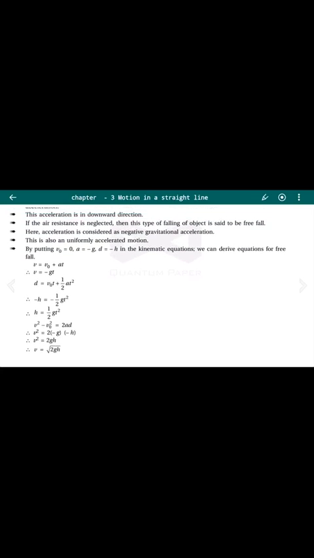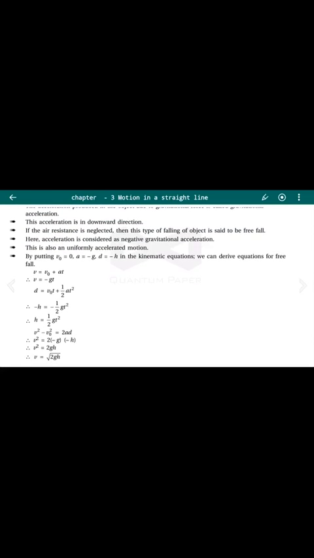Now the third equation, v square minus v0 square equals 2ad, and in some books it is given as v square minus v0 square equals 2ax. Again taking a equals minus g, d equals minus h, and v0 equals 0, substituting these quantities we get v square equals 2 into minus g into minus h. That becomes positive. Therefore, v square equals 2gh. Taking the square root on both sides, we get v equals root 2gh. So this is about the equations for an object that is falling freely.